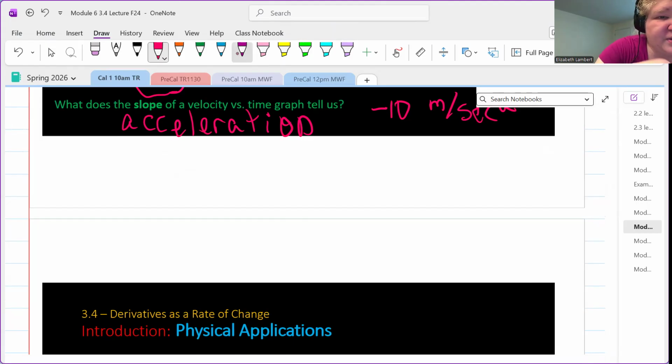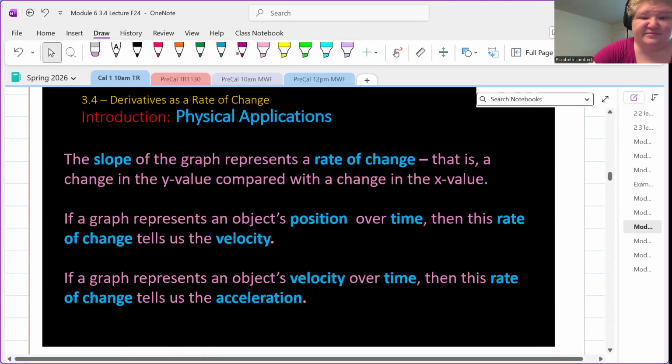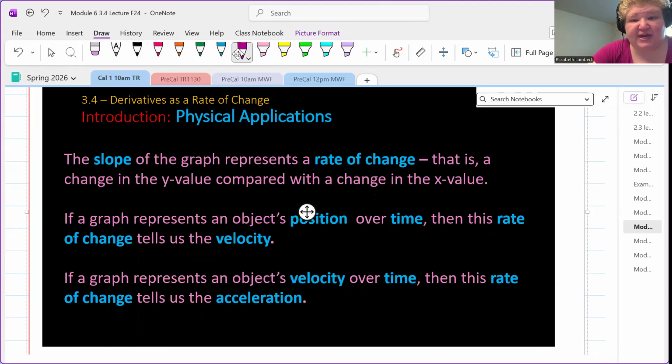Now remember though, slope is just a fancy code word for derivative. So slope represents a rate of change. So if a graph represents an object's position over time, or sometimes we'll say distance traveled over time, the rate of change of that graph will be velocity. And then if a graph represents an object's velocity over time, the rate of change of that graph would then be the acceleration.